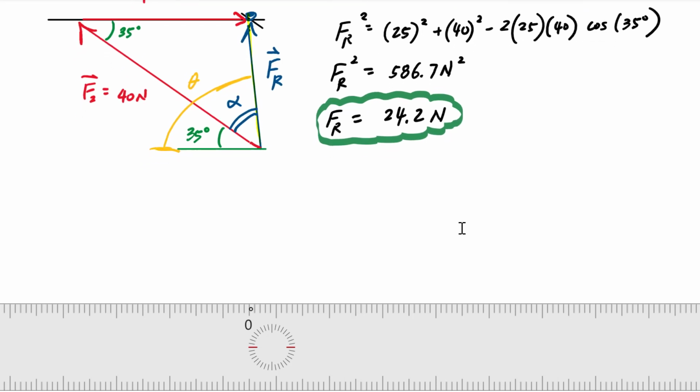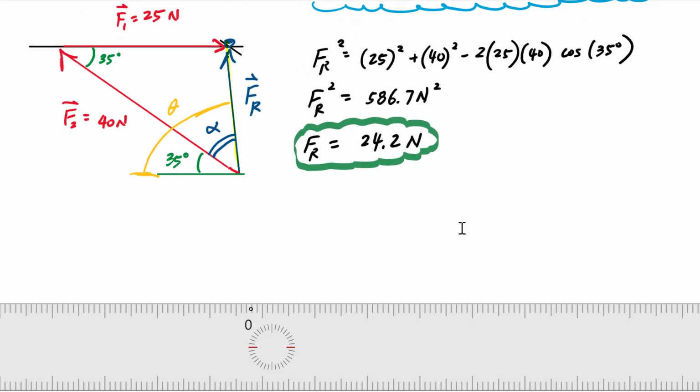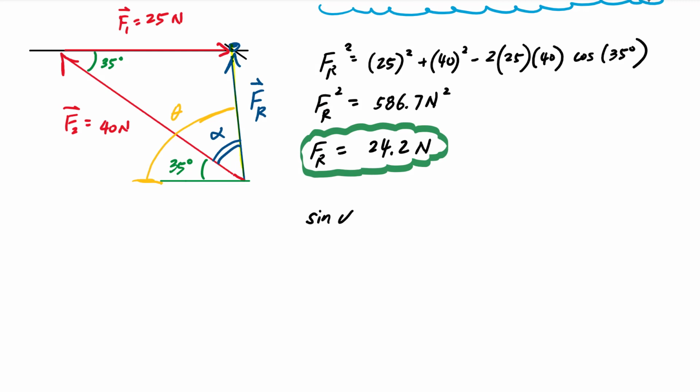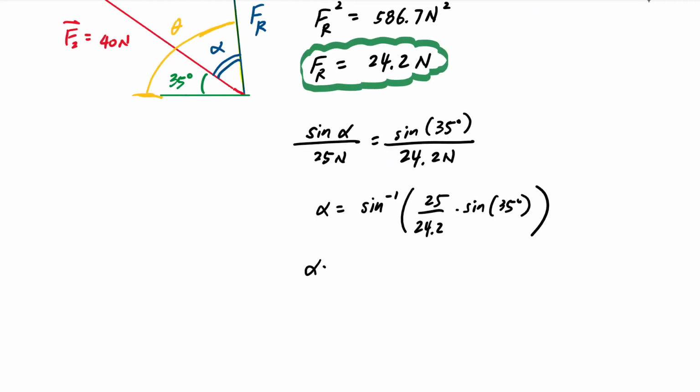I can determine alpha using the law of sines. I would say that the sine of alpha over the opposite side, which is 25 newtons, is equal to the sine of 35 degrees over the opposite side, which we calculated as 24.2 newtons. And now I can solve for alpha here. When I solve this out, I'm going to get that alpha is 36.3 degrees.